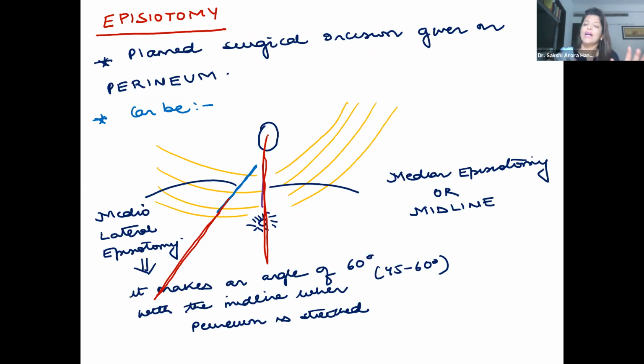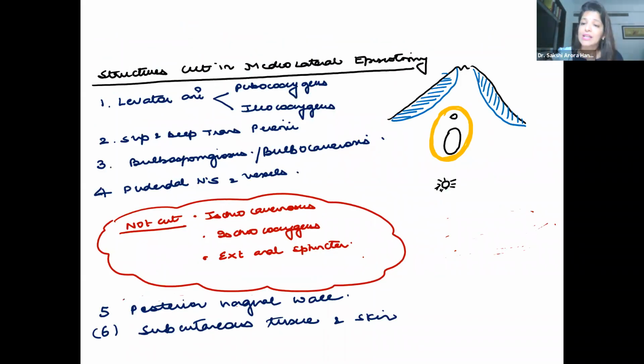Apart from that, what are the muscles which will get cut? Just now I told you that the levator ani muscle, it hangs like a hammock. So obviously, levator ani muscle is going to be cut when you give a mediolateral episiotomy. So levator ani muscle, it is made up of two muscles, pubococcygeus and iliococcygeus.